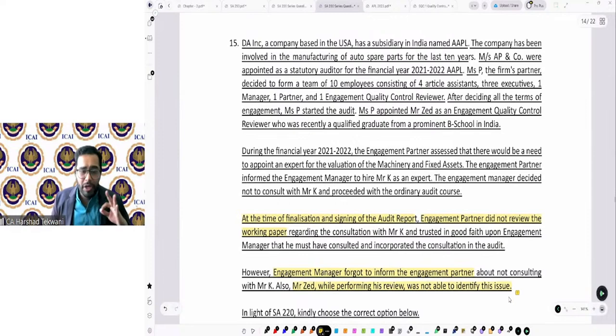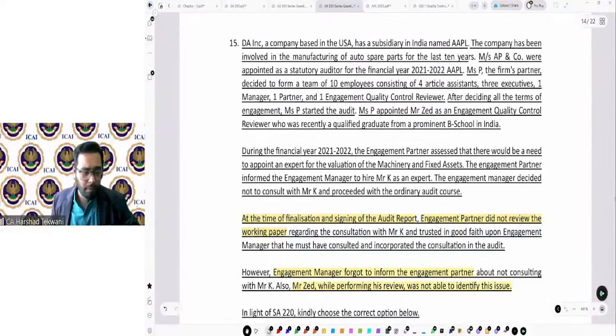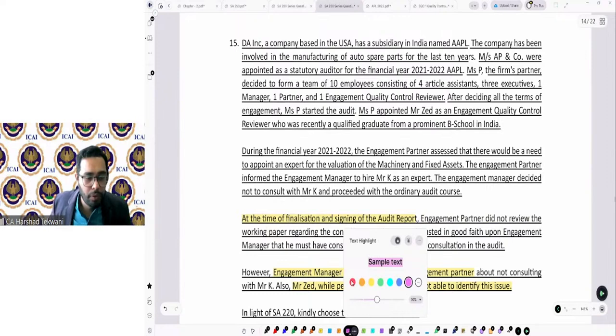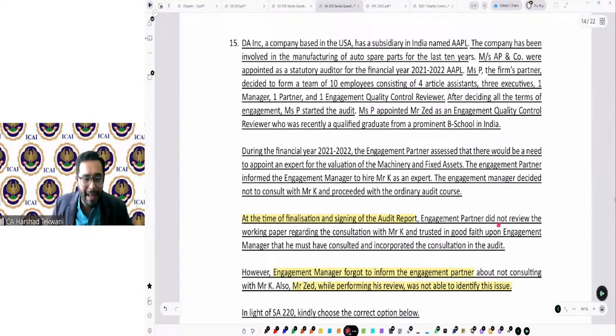So there are two big problems. One, the first problem I could say is that the engagement partner did not review the work paper. So that is the first problem I can say. The engagement partner did not review the working paper regarding consultation and trusted in good faith upon the engagement manager. That is a problem that engagement partner did.